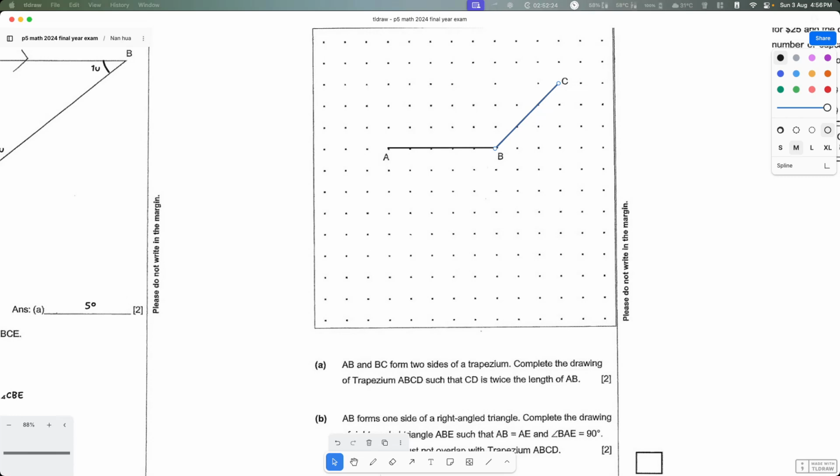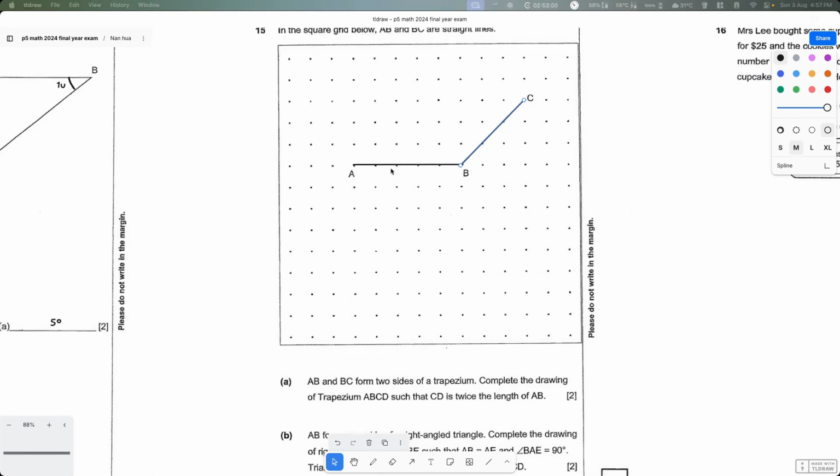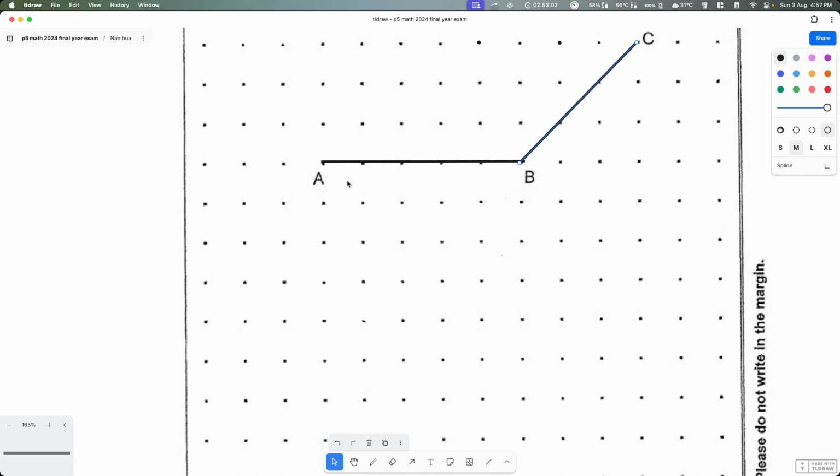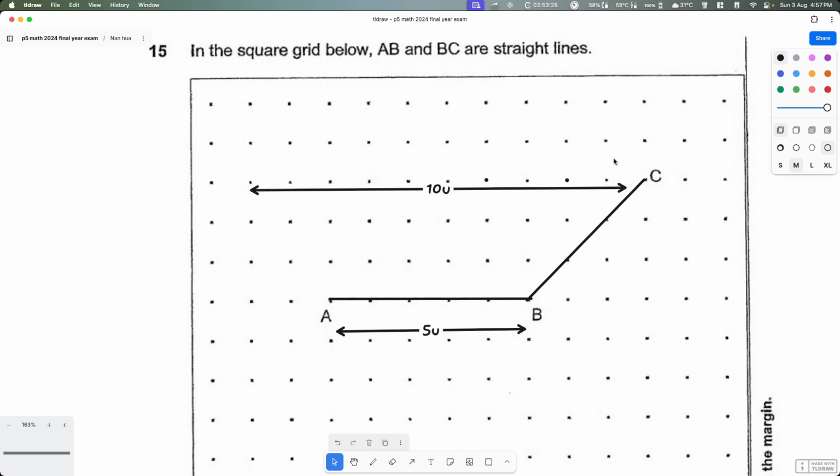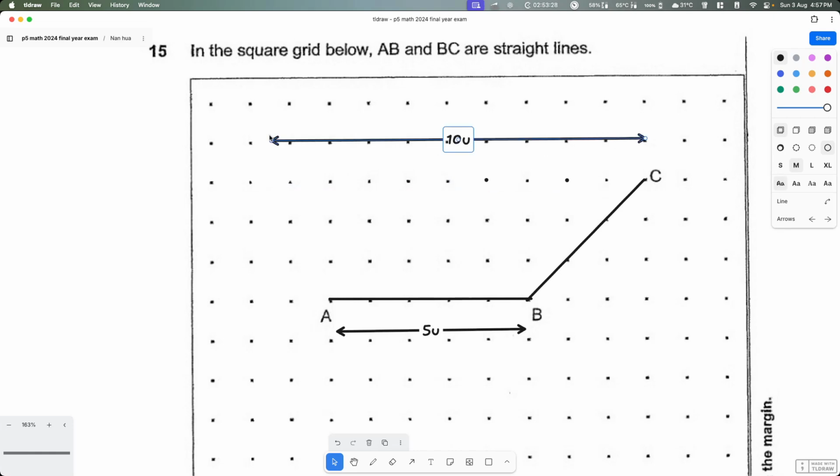All right. So we need to know what's the length of AB, right? So we find the gaps, right? So we have one gap, two, three, four, and five. Okay, so that means in this case, this is I would say 5 units. So we want our CD to be 10 units. Okay, so 5 units. We want this to be 10 units. So we will just count from C to this.